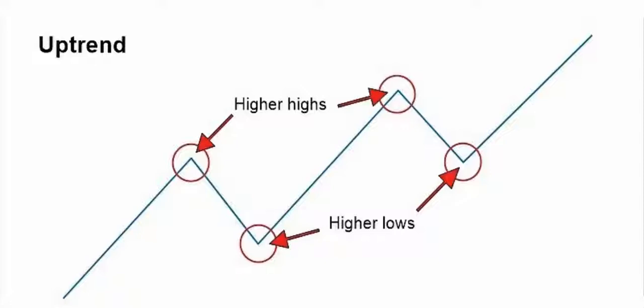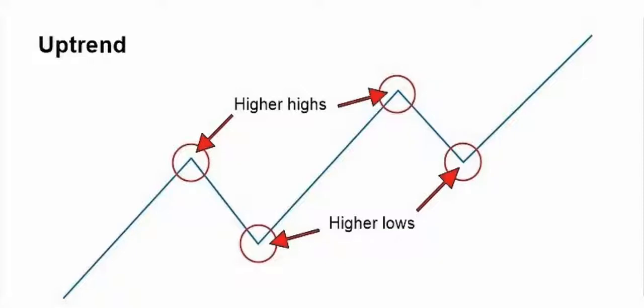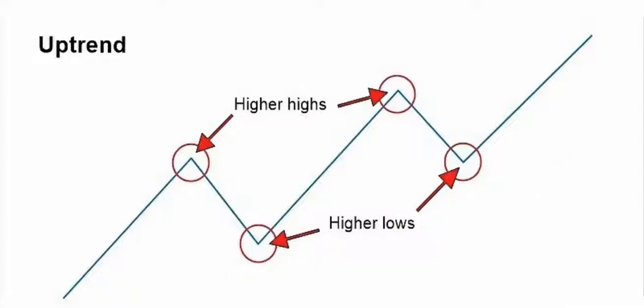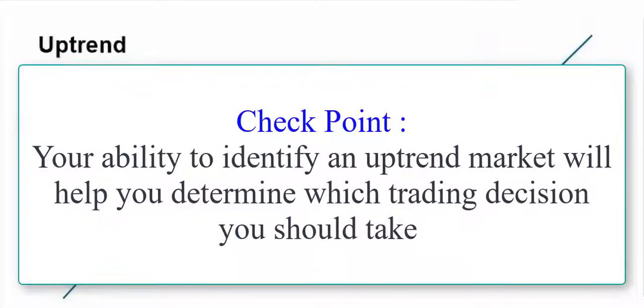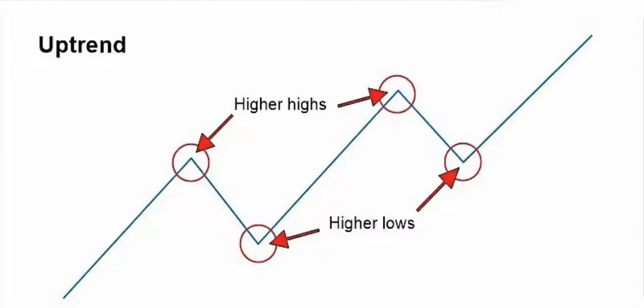When it comes to an uptrend, as you can see here, this is the first higher high and then the higher low, a higher high, followed by a higher low. These patterns help us determine the trend of the market. In this case, this is an uptrend, which means that buyers are in control of the market. Your ability to identify an uptrend market will help you determine which trading decision you should take, whether to buy or to sell. And in this case, to join this market, you should find a buying opportunity that is in line with the uptrend market.